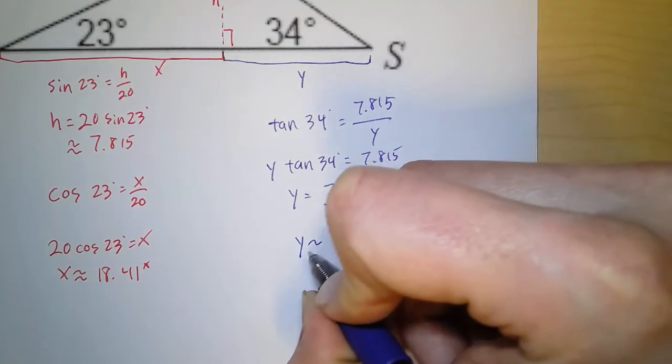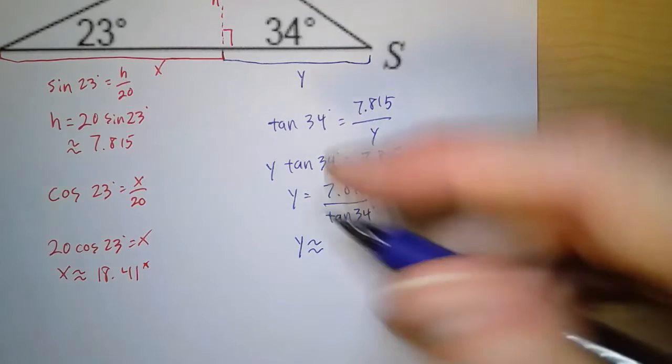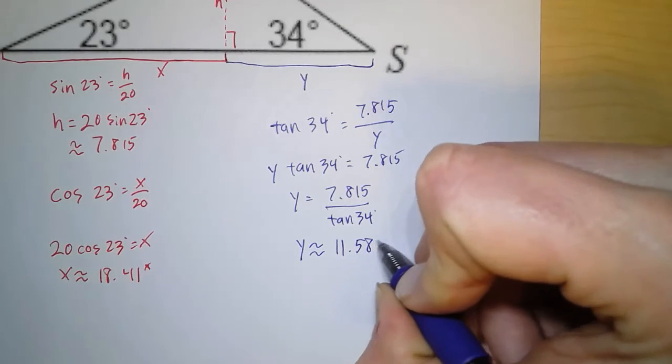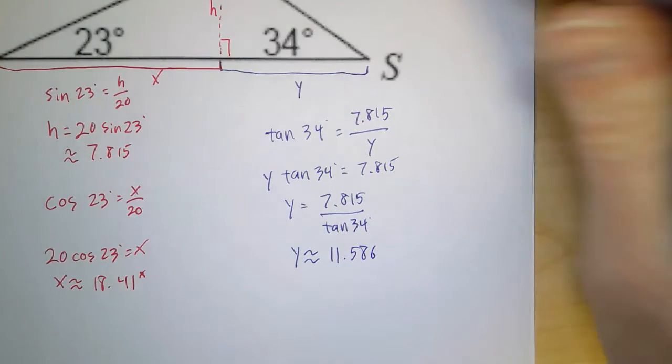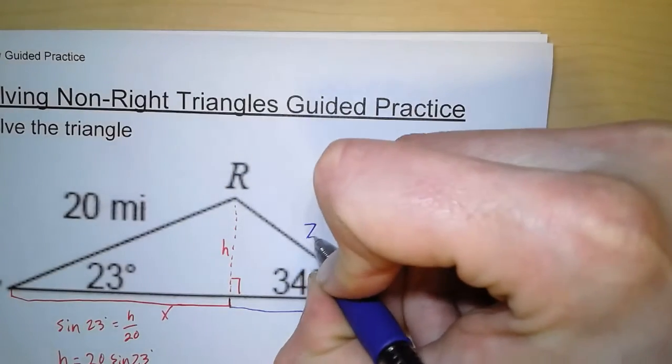And we'll get ourselves an approximate value, 7.815 divided by tangent of 34. And so that is 11.586. So then, going back up to here, now we need this.